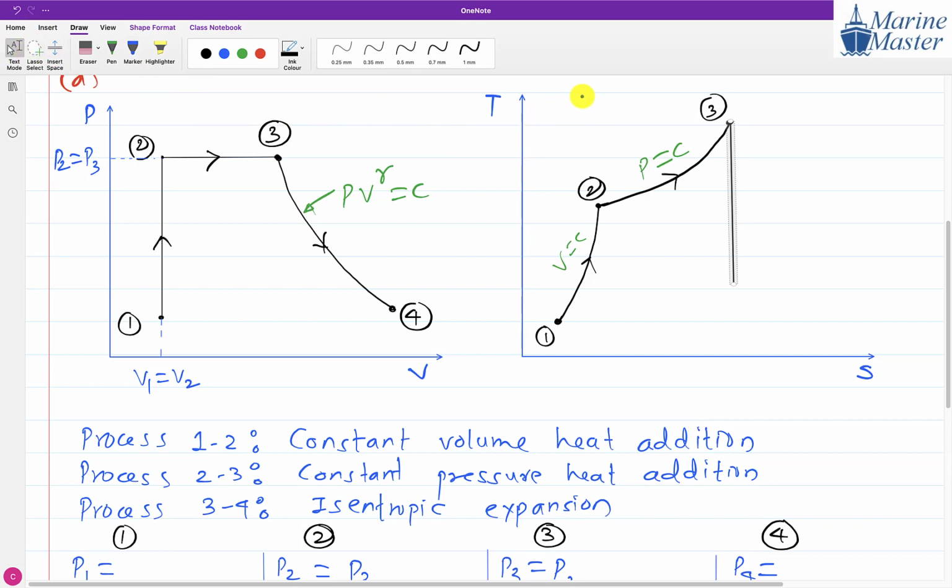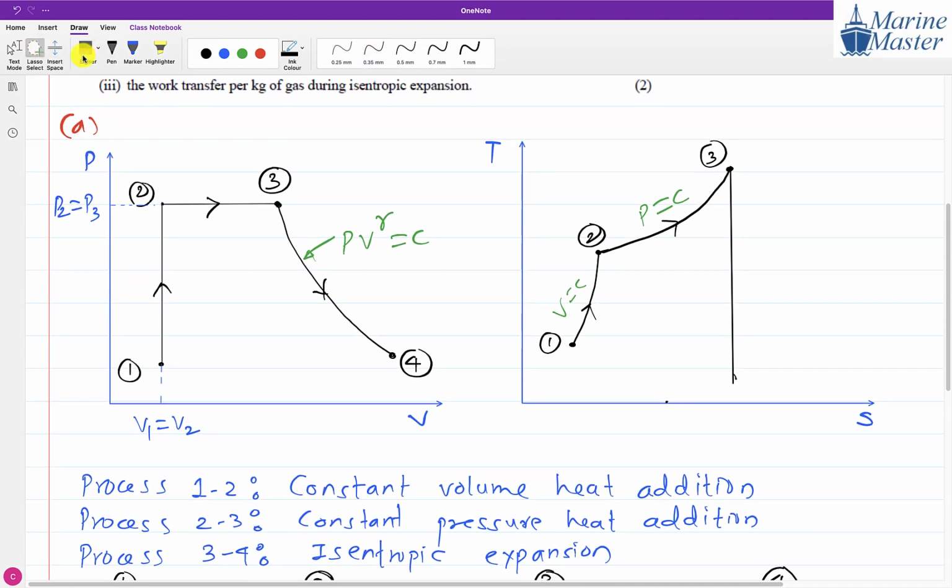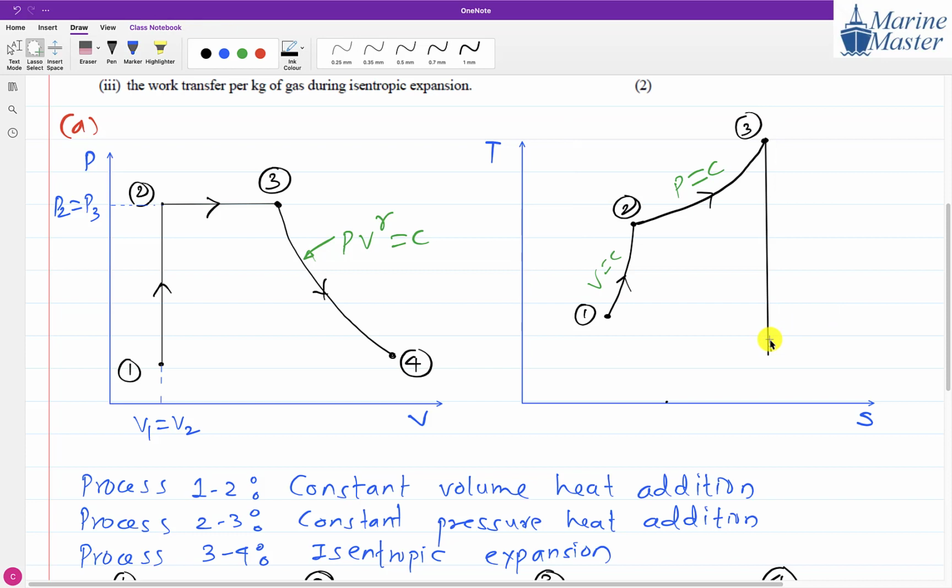One minute. So I am going to shift this one. I am going to erase this point. So here we will add point 1. I have shifted point 1 a little bit. And here what we will have? The temperature of point 4 must be less compared to point 1. The temperature of point 4 is less compared to point 1.